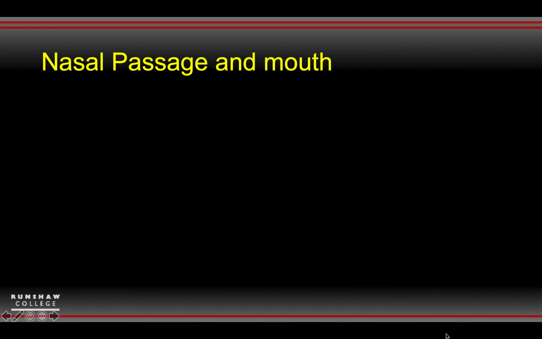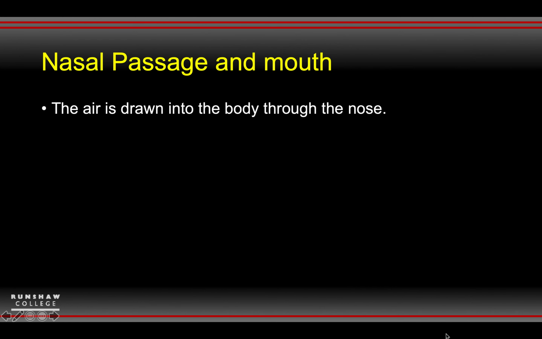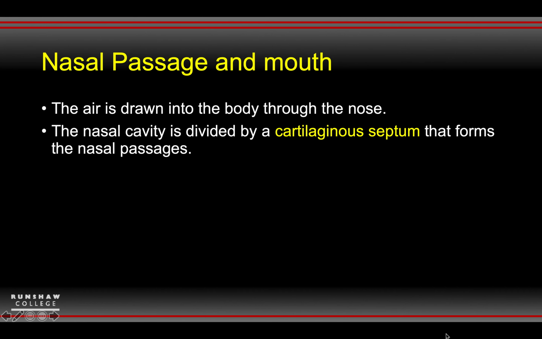So, to describe each one in a little bit of detail, air is drawn into the body through the nose. It can go through the mouth, of course. Now, the nasal cavity is divided by a cartilaginous septum that forms the two nasal passages.